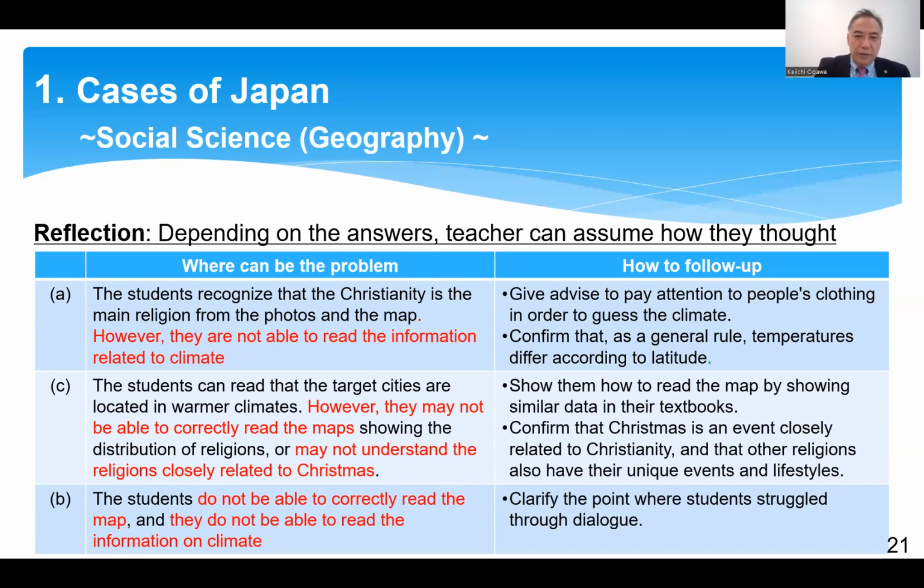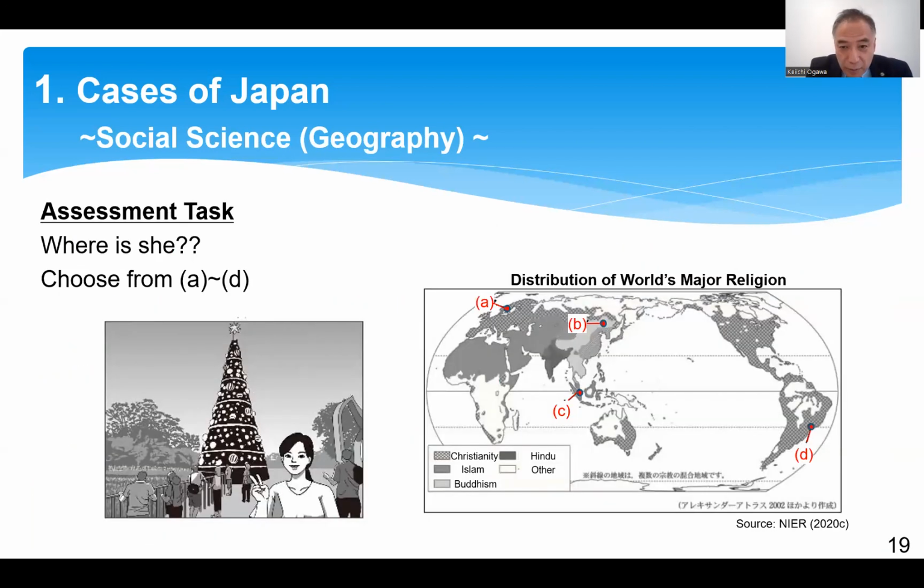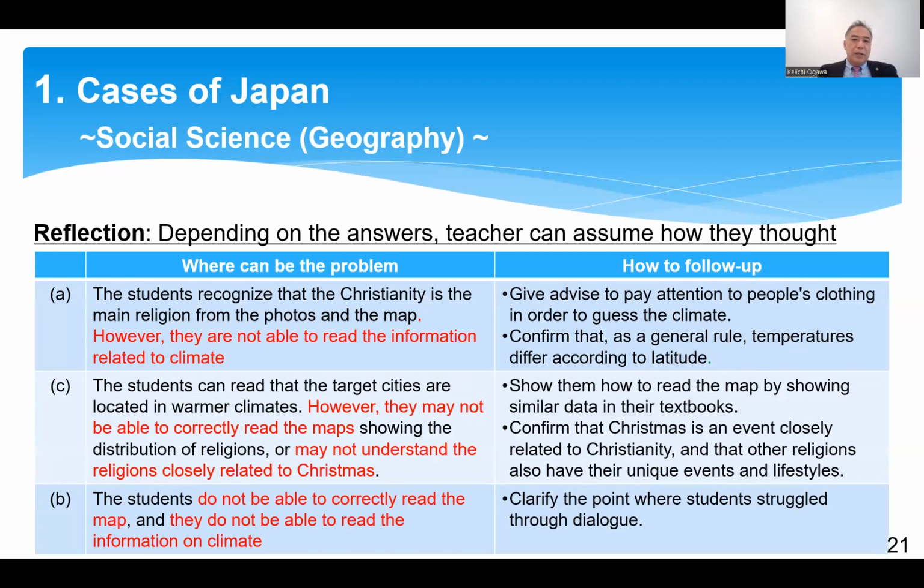If the student responded C, like somewhere in Malaysia, the issue is that the student can read where the target cities are located and their weather. However, they may not be able to correctly read the maps showing the distribution of religions, or may not understand the religions closely related to Christmas. How to follow up: show them how to read maps showing similar data in their textbooks.